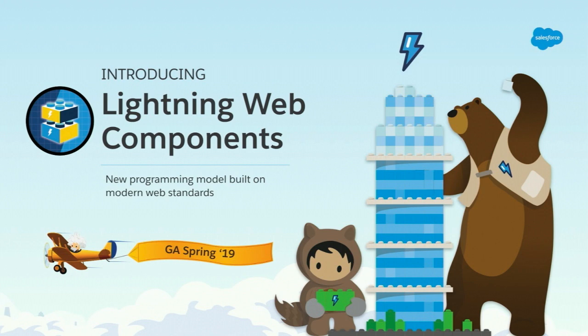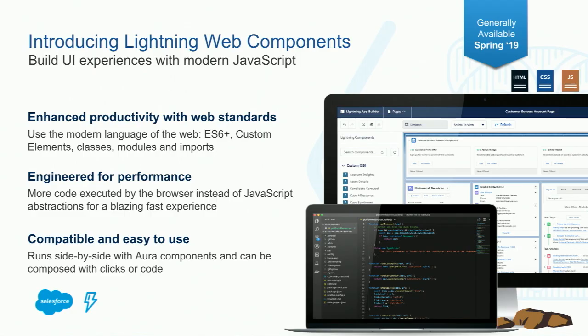Earlier this week, we had a major launch event announcing Lightning Web Components, which is a new programming model built on modern web standards. And it's coming GA in Spring '19, and that's what we're talking about today. But what are Lightning Web Components? Well, they're modern UI experiences, as you can see right here on the slide, but that really means that it's built in a whole new way.